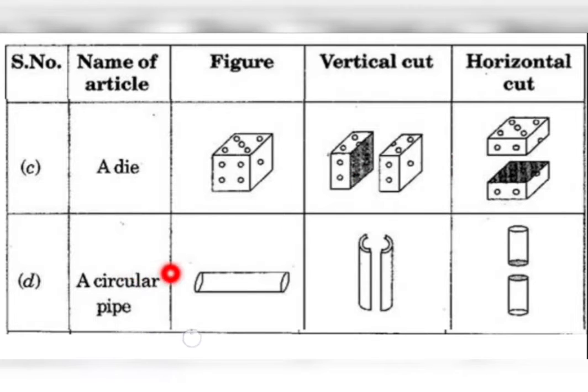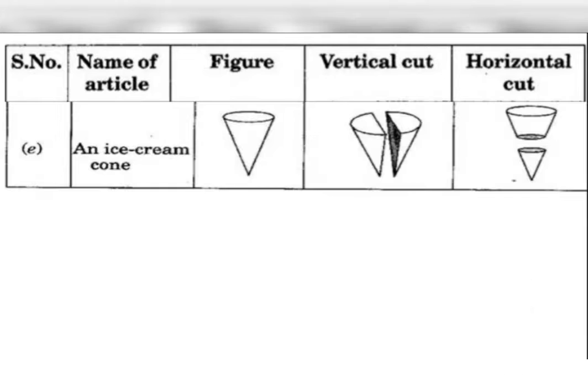Now this is a circular pipe, and when the pipe is standing and you give an up to down cut, it will look like this. And when the pipe is made to stand vertically, then a left to right or right to left cut will give the cross section like this. Now let us move ahead. This is an ice cream cone. When the ice cream cone is cut up to down, that is a vertical cut, the cross section will look like this. But if it is given a horizontal cut, then the cross section will look like this.